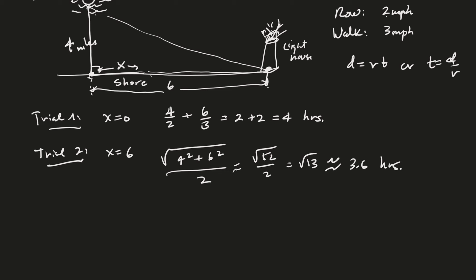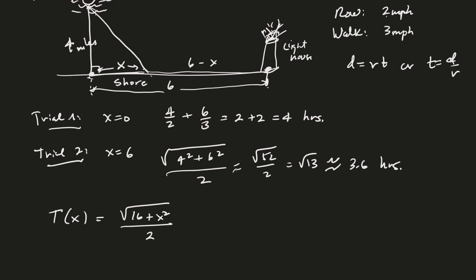Okay, so now our last version of this is to just go x units in, and then travel the rest. If that's x, then this will be 6 minus x, and that makes my time in terms of x easier to compute. Given x, this is going to be the square root of 16 plus x squared, divided by 2, plus 6 minus x divided by 3.